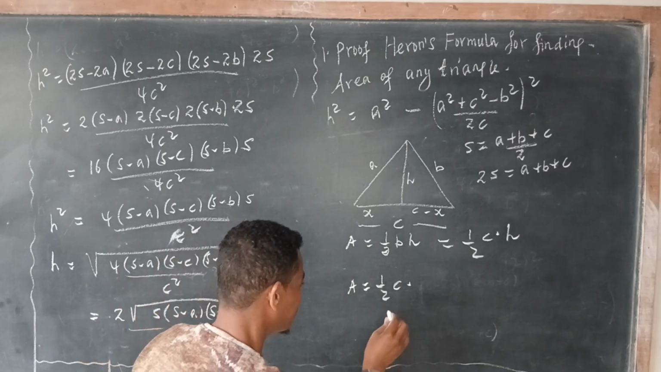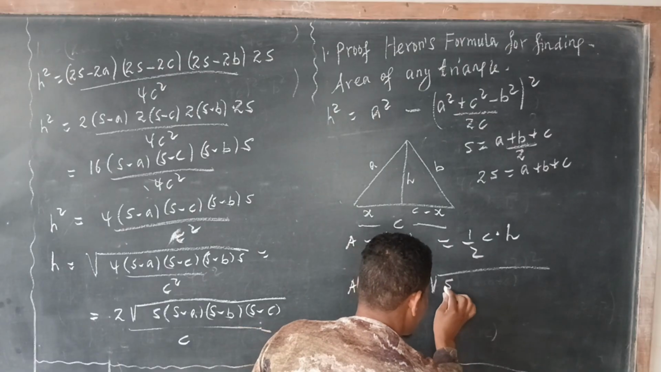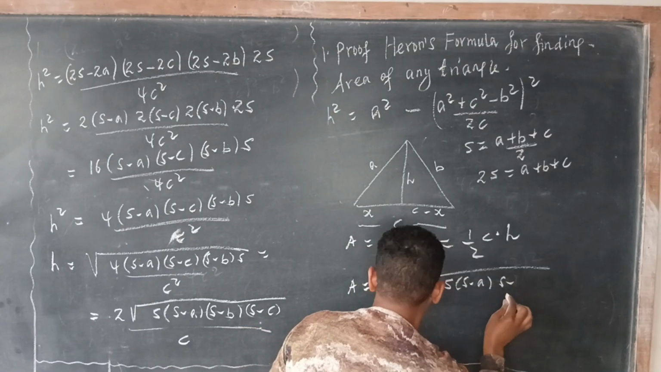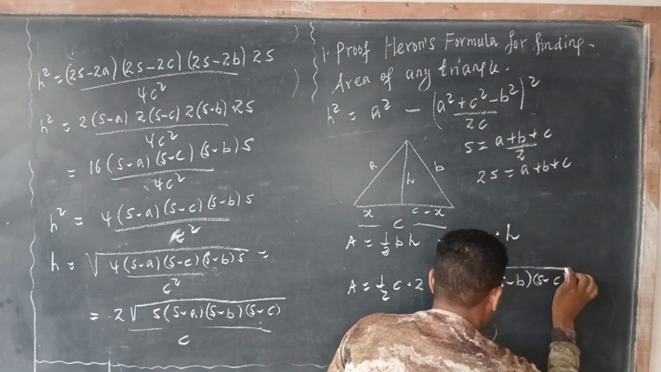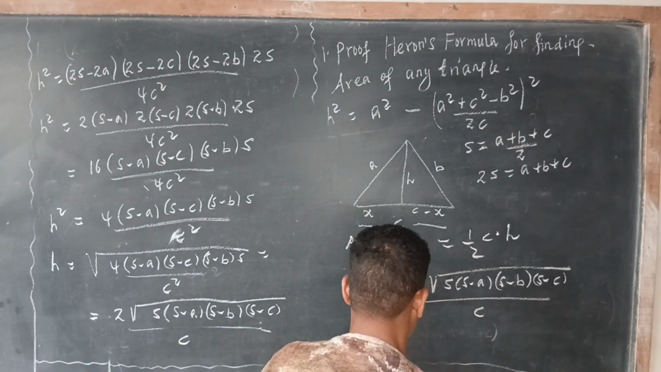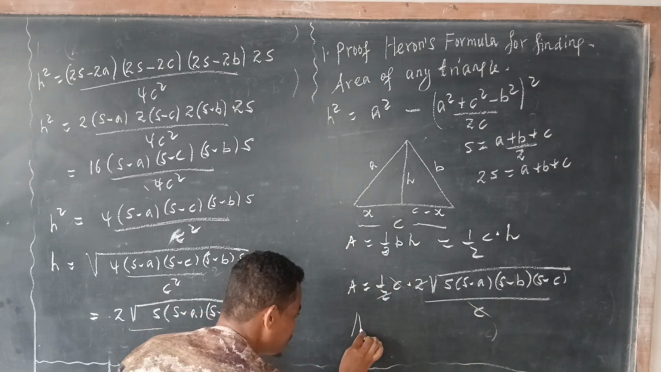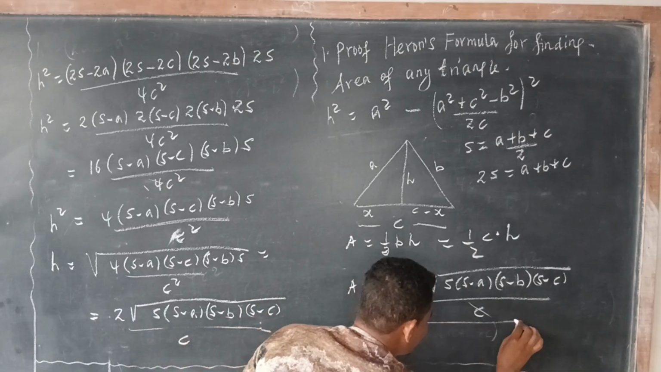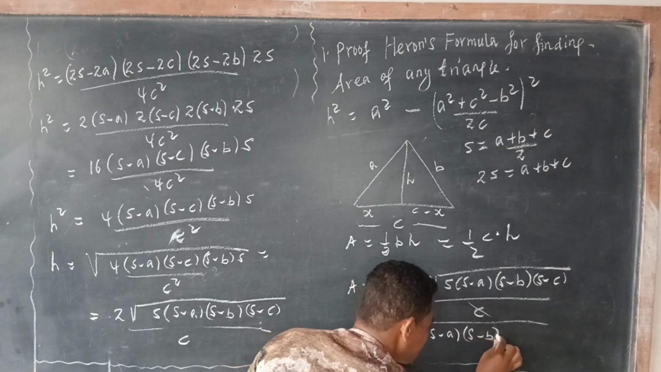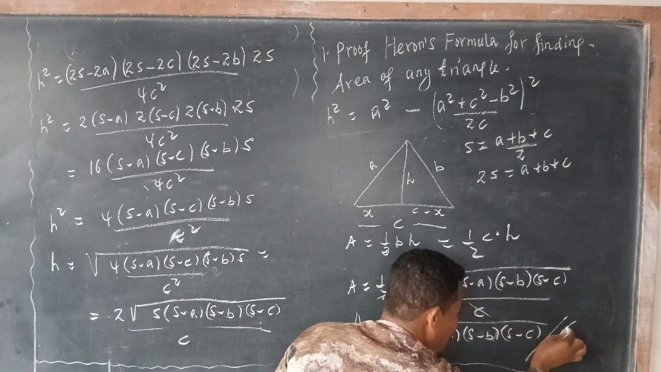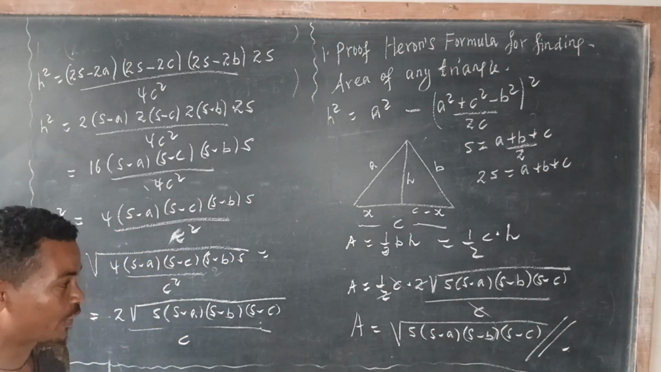It is this one, that is 2 radical s into s minus a, s minus b, s minus c over c. And in this case 2 cancels by 2, c cancels by c, area is equal to square root of s into s minus a, s minus b, s minus c. So we can prove this by the Pythagorean theorem. This is Heron's formula. Thank you.